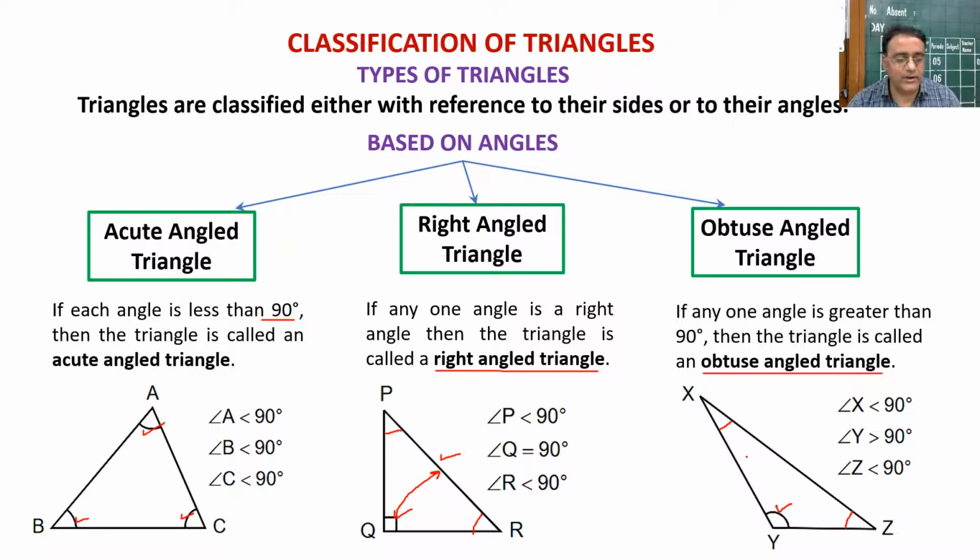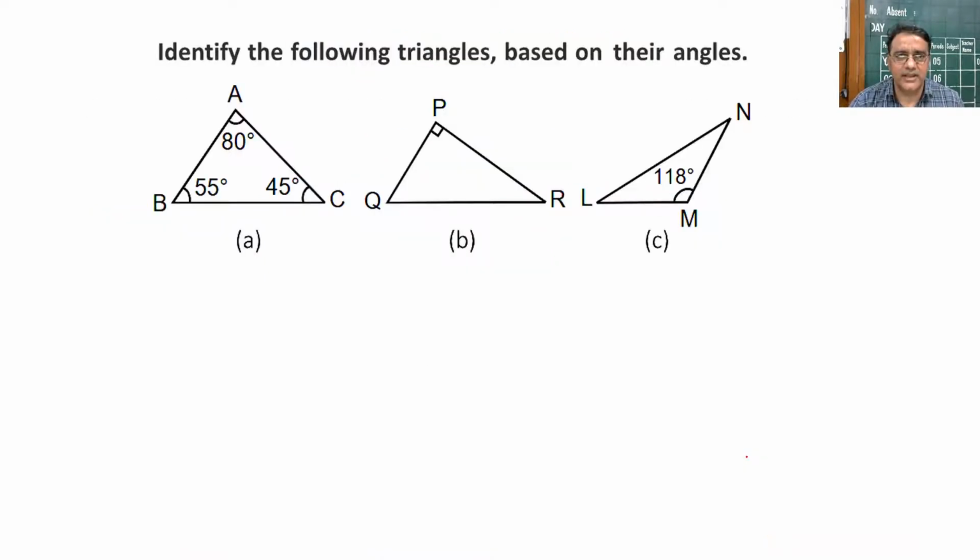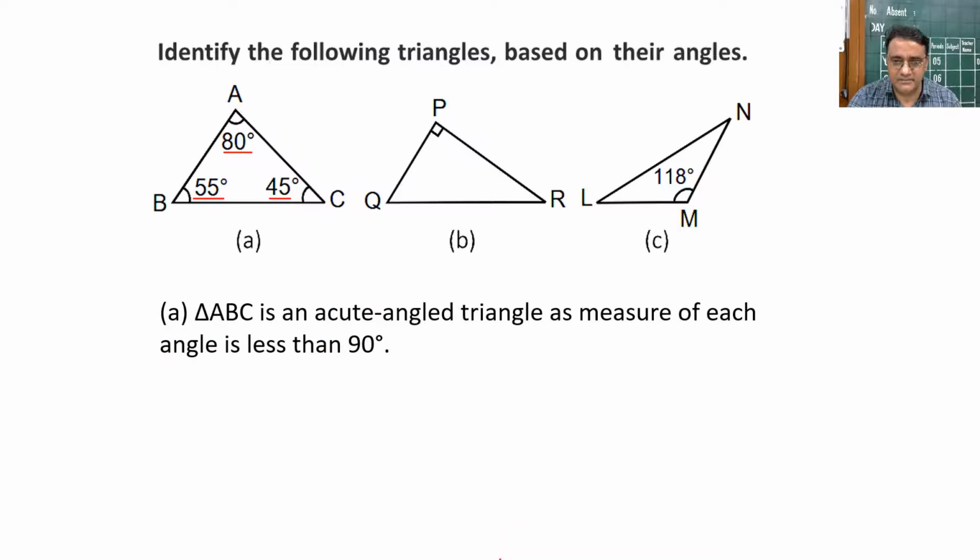It has exactly one obtuse angle. Okay, so these are the classification of triangles. Now you have to identify the triangles based on their angles. See first one. 80 degree, 55 degree and 45 degree. All angles are less than 90 degree. So this is an example of acute angled triangle. The reason is that as measure of each angle is less than 90 degree.